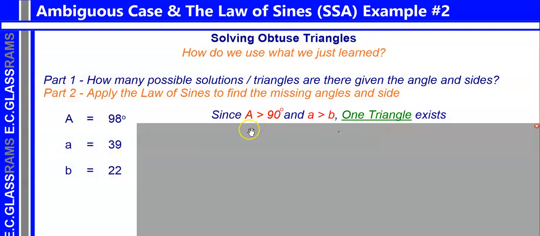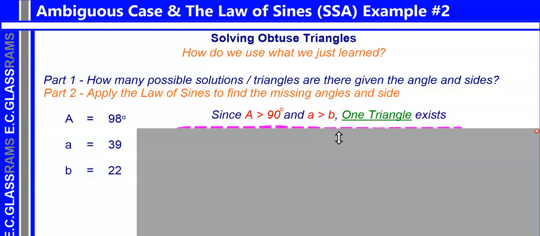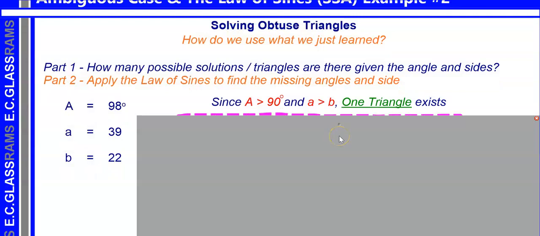So therefore, since angle A is greater than 90 and lowercase a is greater than lowercase b, one triangle does exist. So we know that we do have to solve one triangle. Now, again, if you don't remember the rules and you just want to go ahead and memorize the rules themselves, or the steps to solving the problems, here you go.